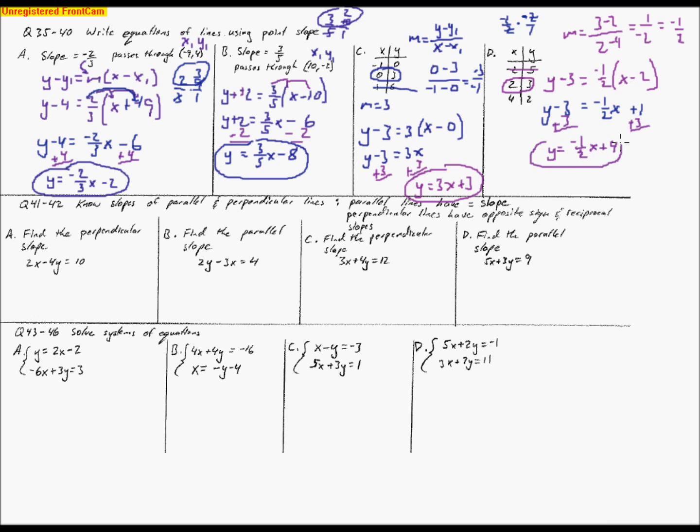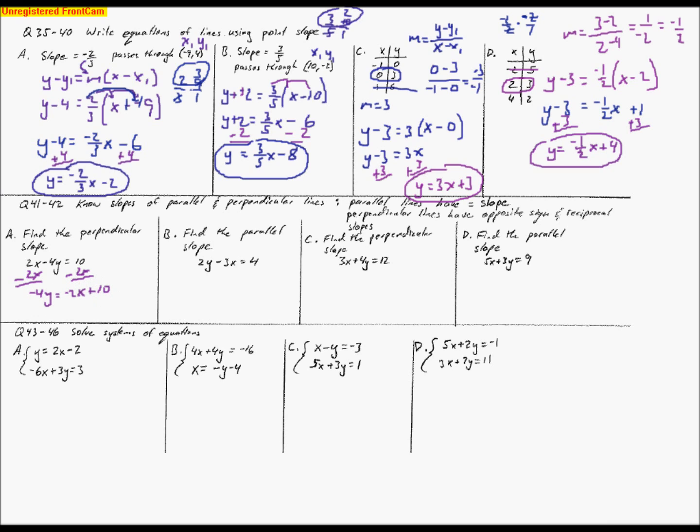Well, changing gears a little bit here, the next two problems ask us to figure out what the slopes are. We need to know slopes of parallel and perpendicular lines. And so it says just find the perpendicular slope. Well, to find the slope, I need to get y by itself. So we need to subtract 2x from all sides. And when we do that, we got negative 4y equals negative 2x plus 10.